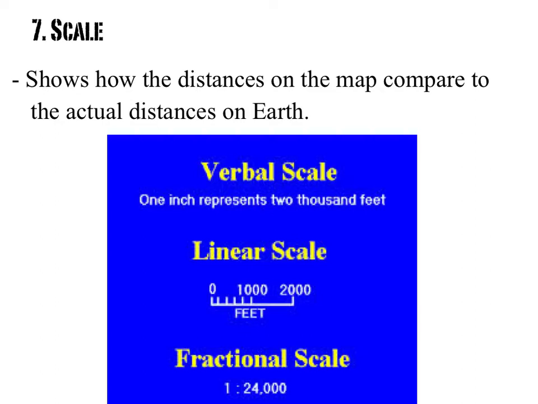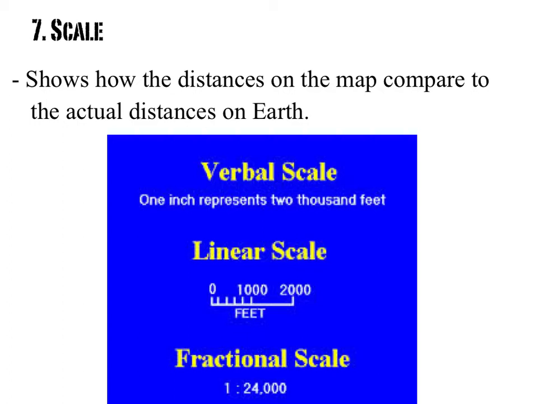The scale shows how the distances on the map compare to the actual distances on Earth. When you're looking at a map you're really familiar with, like, say, a map projection of the entire globe, you probably don't need to look at the map too much. You have a general idea of how big things are. But especially when you're looking at an unfamiliar map, when you're, say, driving a car, you really need to pay attention to your scale. There are 3 main types of scales that are used.